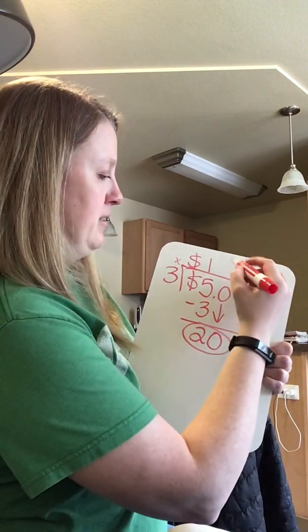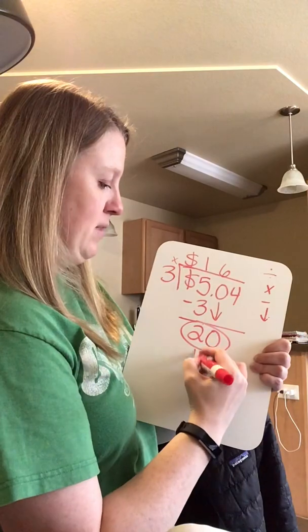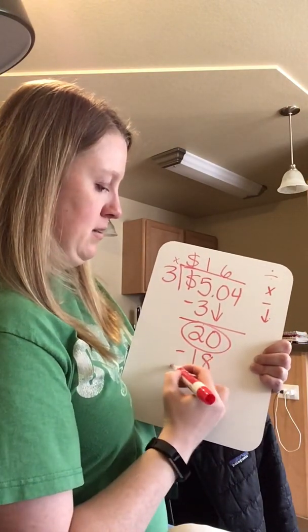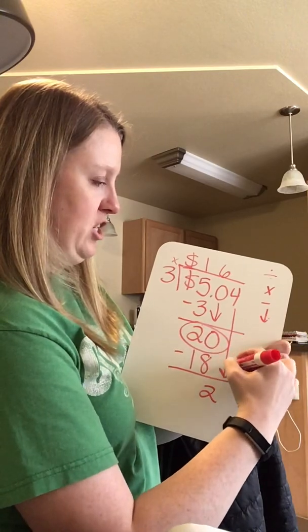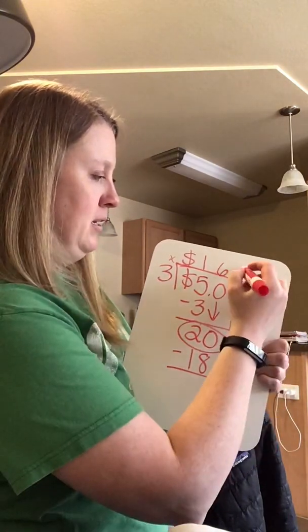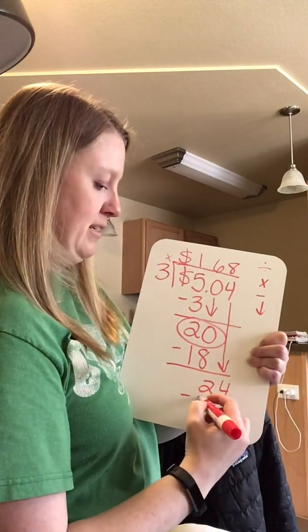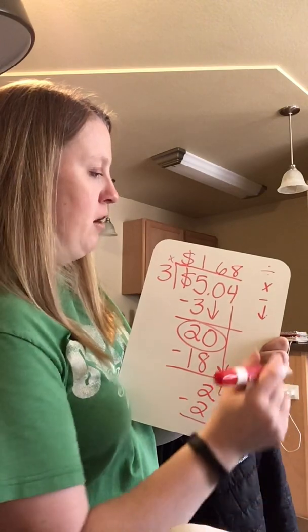3 times 6. Put that right here. 3 times 6 makes 18. Subtract. 2. Bring down the last digit. How many times can 3 go into 24? 8, which makes exactly 24. And on 0, nothing left to bring down.